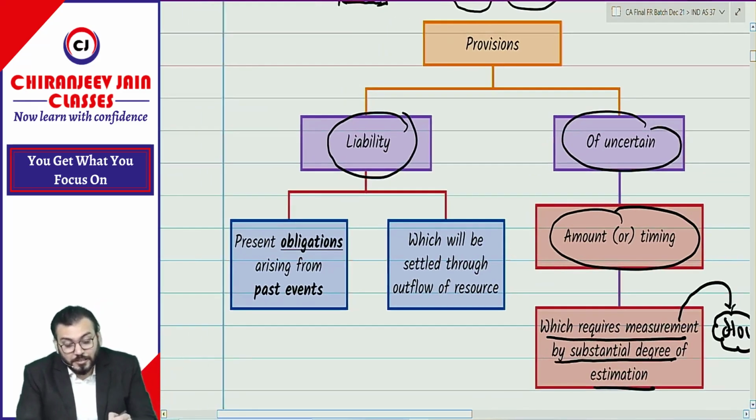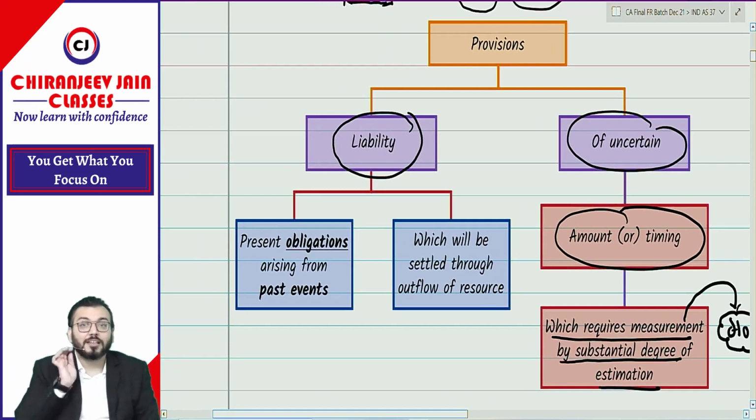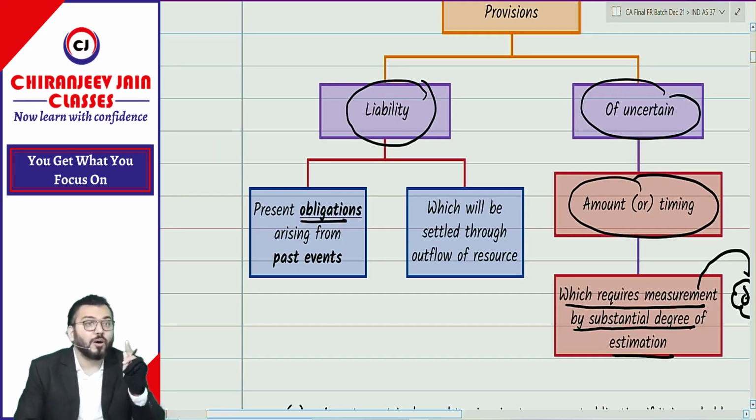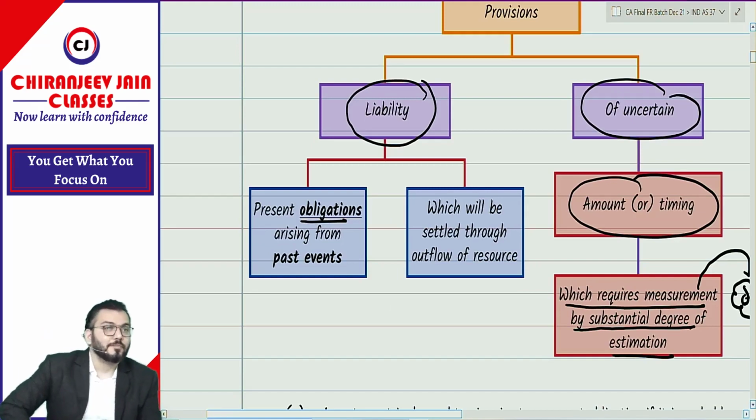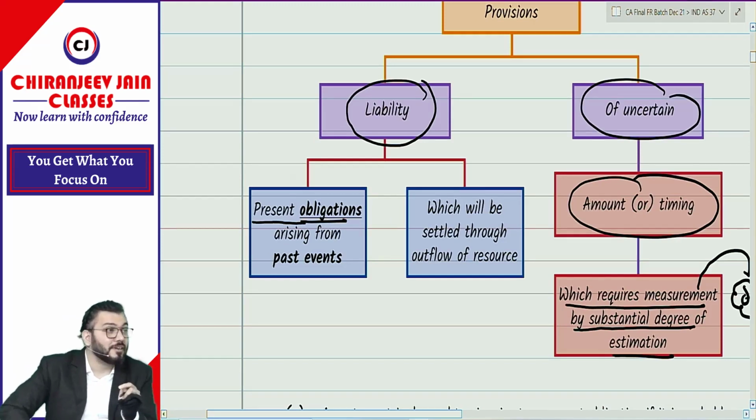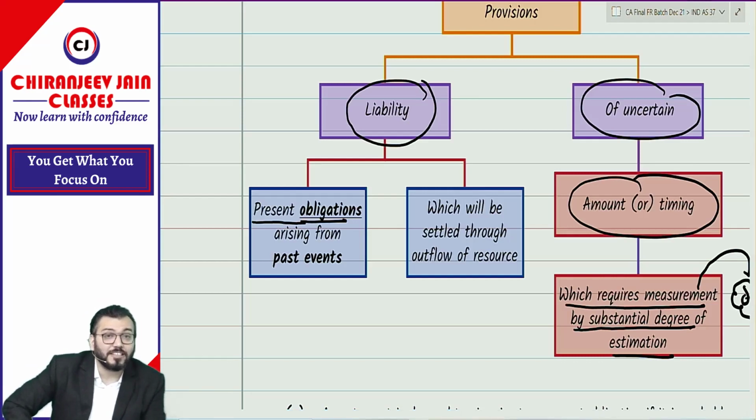Understood? Yes, sir. Now, what is the meaning of liability? Liability means obligation, but not all obligations. Only which obligation? Present obligation. Means if you are saying liability means obligation to pay, it is 100% wrong, because not all obligations give rise to a liability. So only present obligation.